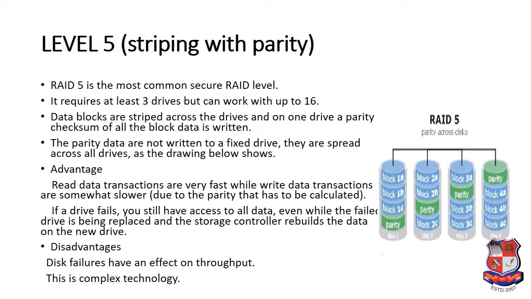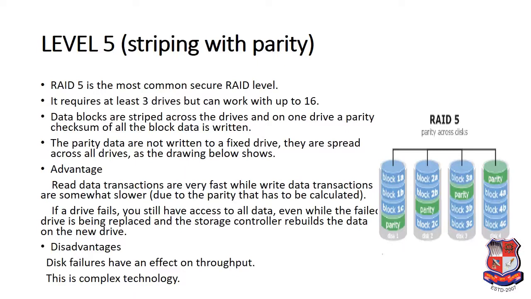Level 5 is known as striping with parity. So in level 3 and level 4, we had a separate disk for parity checking. But in level 5, you can see that we do not have a separate parity check disk, but our parity is included in our data disks. So RAID 5 is the most common secure RAID level. It requires at least 3 drives but can work with up to 16. So minimum 3 and up to 16.